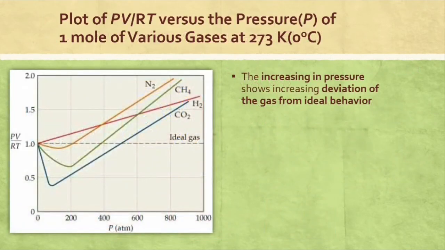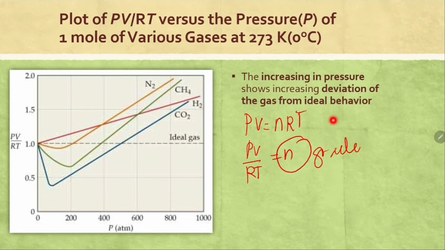These are the plots of PV over RT, which comes from PV equals nRT. So PV over RT equals n, and n is our gradient. As you can see, this is a plot for nitrogen, methane, hydrogen, and carbon dioxide. If n is 1, this one is for an ideal gas. However, these are the real plots based on the experimental data that we obtained for nitrogen, methane, hydrogen, and carbon dioxide.